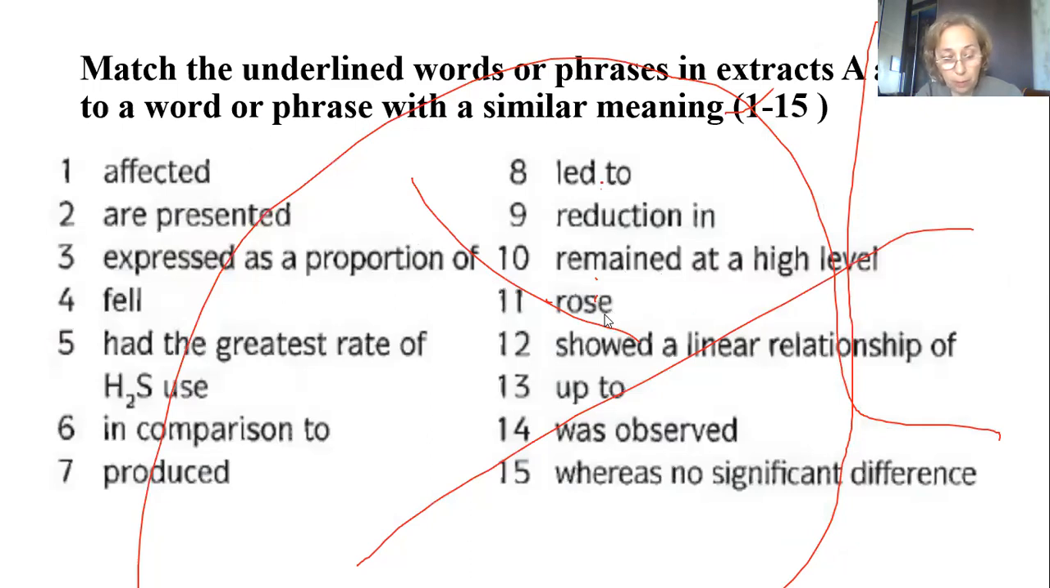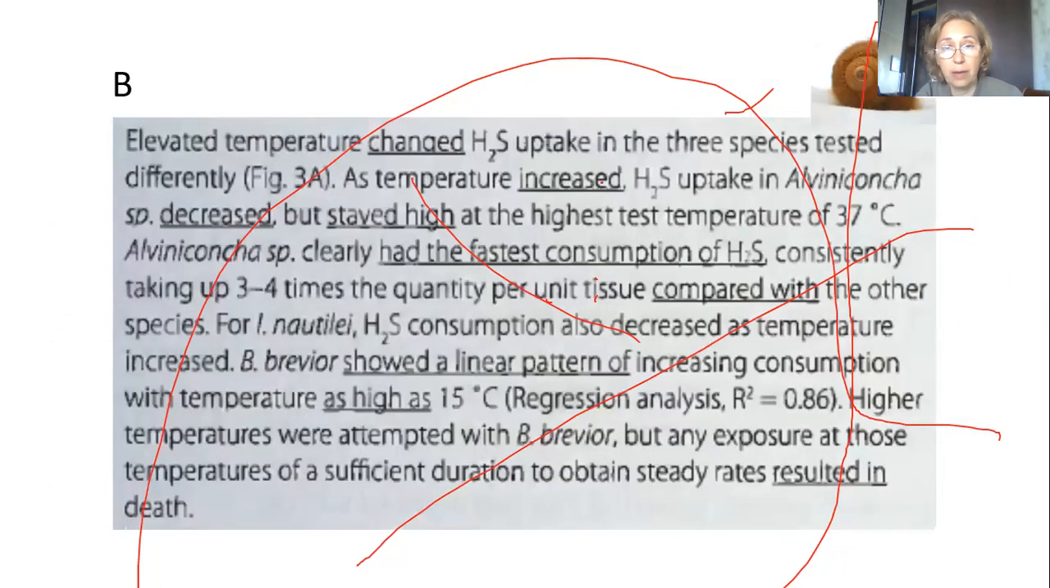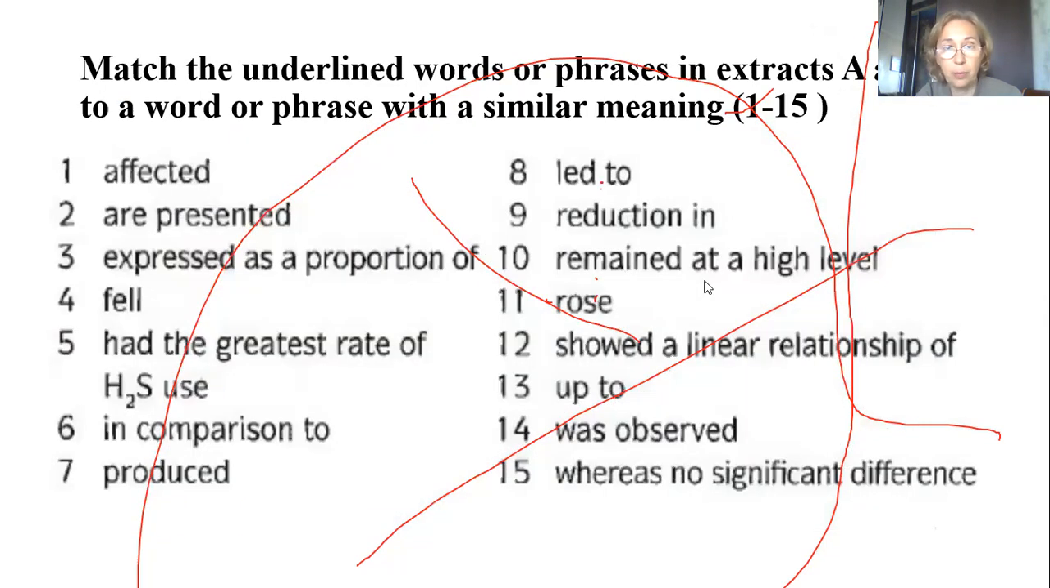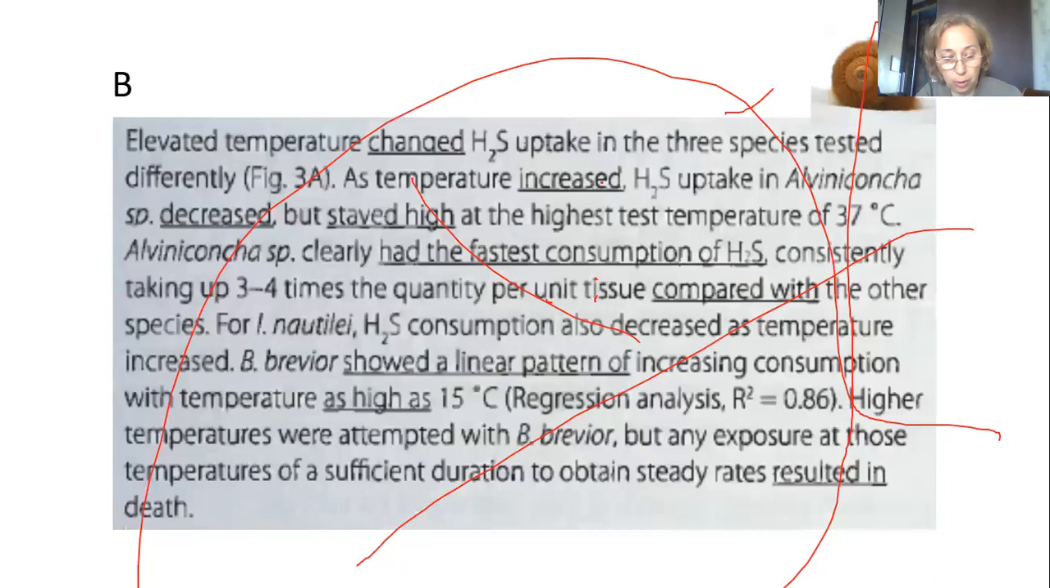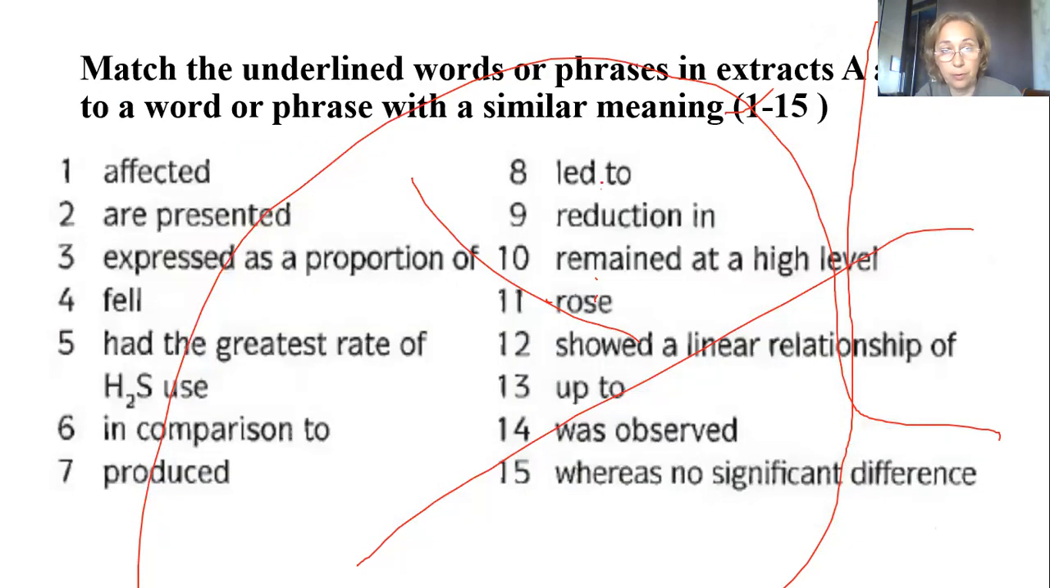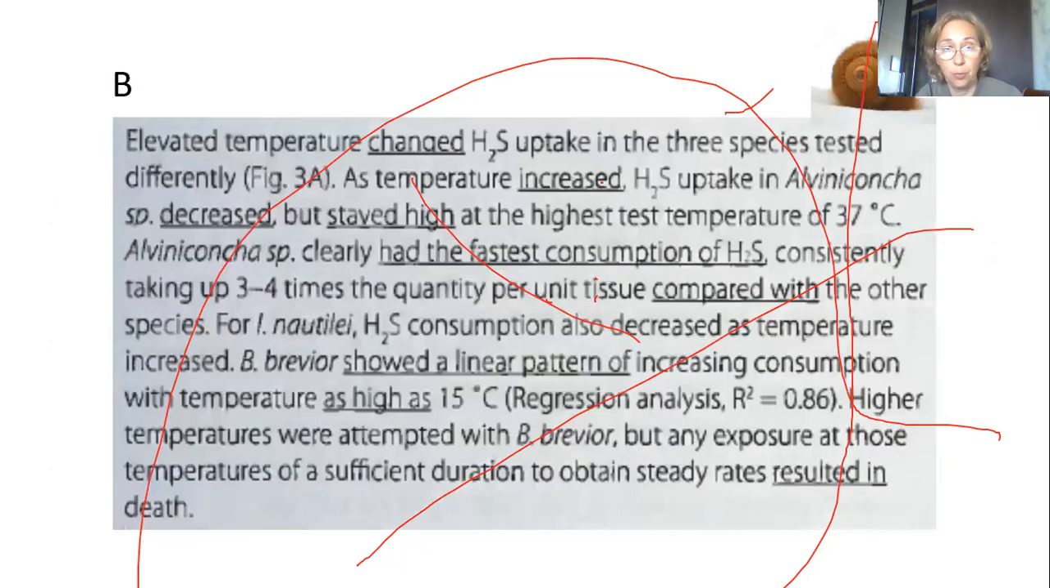Okay. Then number 11 is rose. Rise, rose, risen. Increased. Yes. So they are synonyms. Number 12, showed a linear relationship of, линейная зависимость. Showed a linear pattern of. То есть взаимодействие. Relationship or pattern.